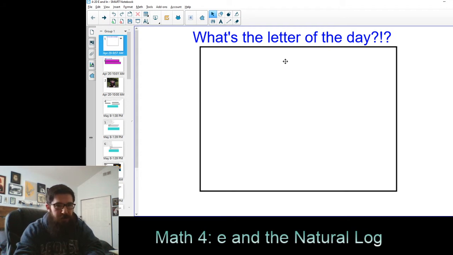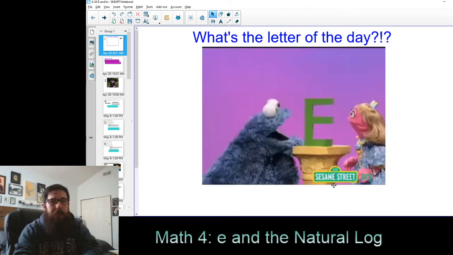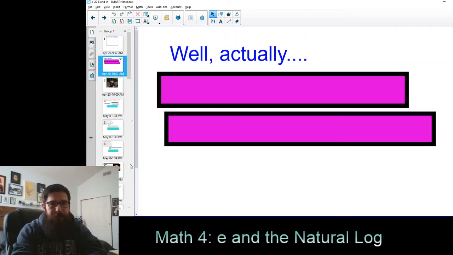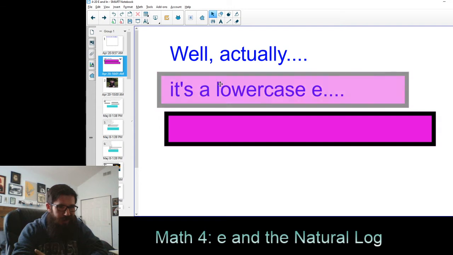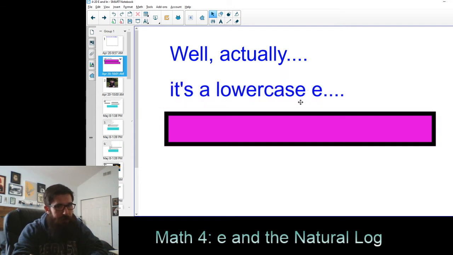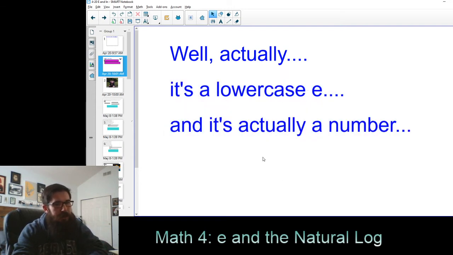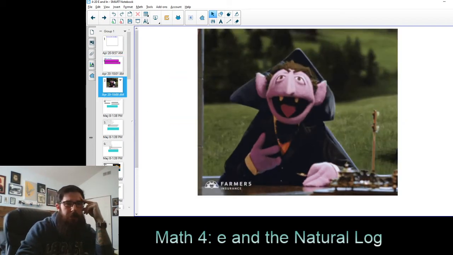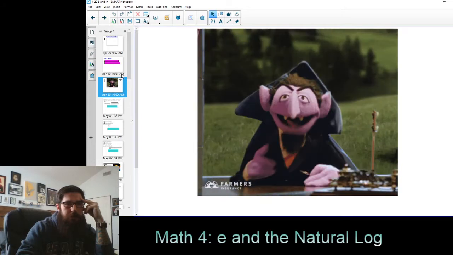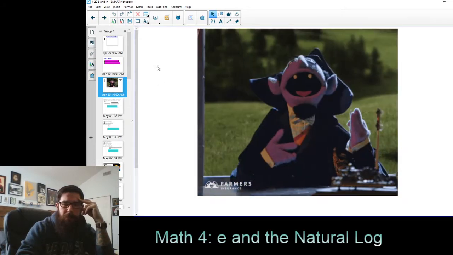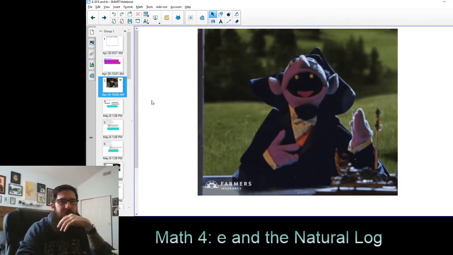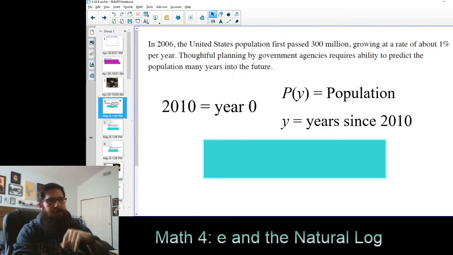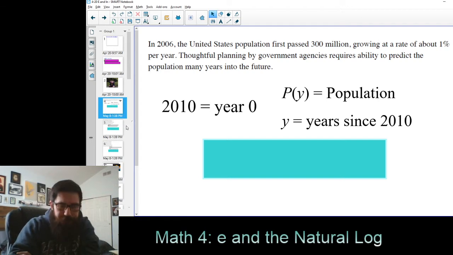What's the letter of the day for Sesame Street? E. Now, unfortunately, I have some news about that though. When I say E, the lowercase e, it's not actually a letter, it's really a number instead, which might make you think, well, hold on, what here? If you time traveled 5-6 years ago, told yourself E is a number, you're going to look at yourself like you're crazy. So, let's dive into this.